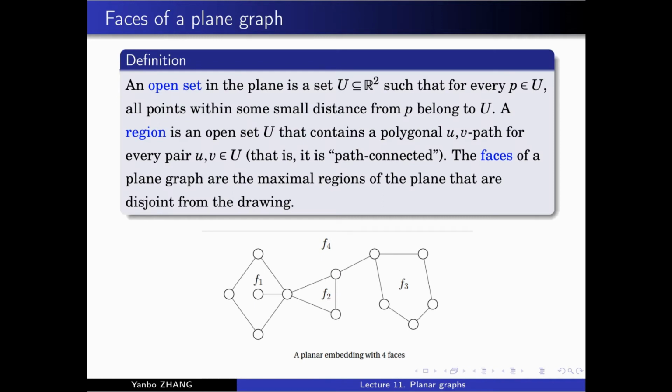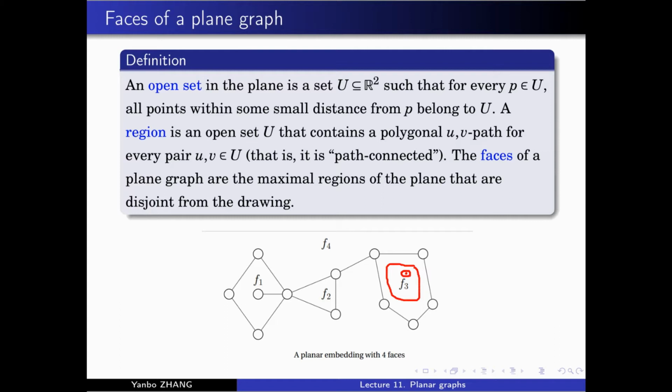The next definition is faces of a plane graph. An open set in the plane is a set U such that for every point P belonging to U, all points within some small distance from P belong to U. So here, this is an open set, because for any point P, we can find all points within a small distance belong to U.